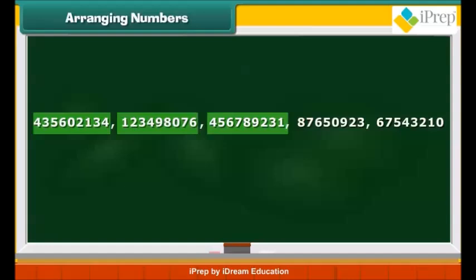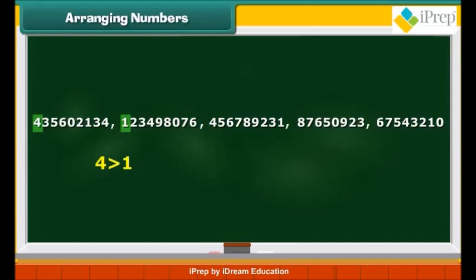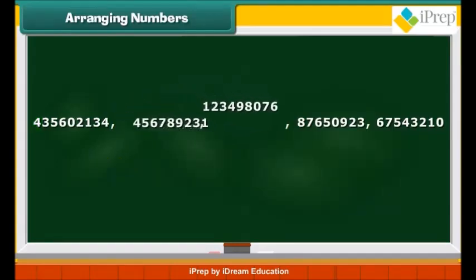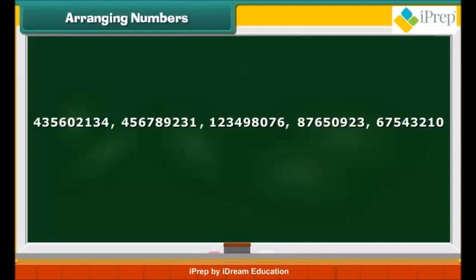The first and the last numbers begin with the digit 4. The middle number begins with 1. Since 4 is greater than 1, move 12349 8076 after 45678 9231.